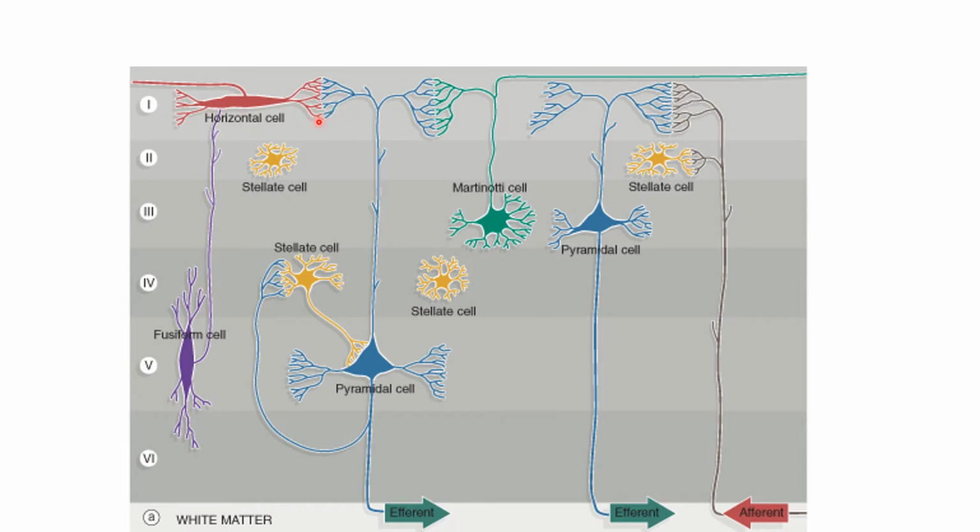So horizontal cells make synapses with the dendrites of the pyramidal cells. Then the cells of Martinotti also make synapses with the pyramidal cells. And the stellate cells have synapses with the afferent fibers coming in, and the pyramidal cells also have dendritic synapses with the afferent fibers. So these represent the efferent fibers, and these are the efferent fibers present in the white matter.